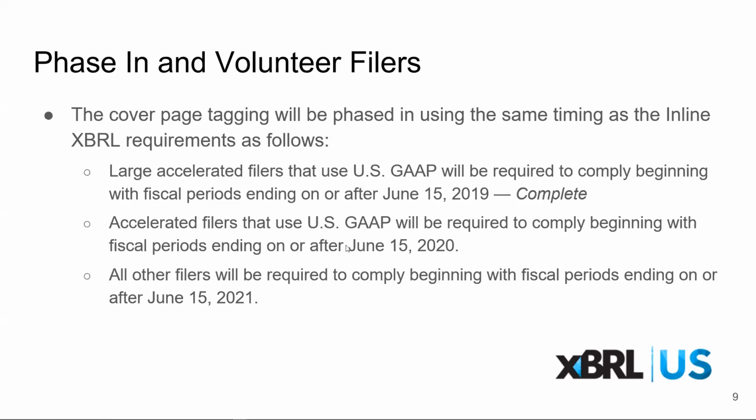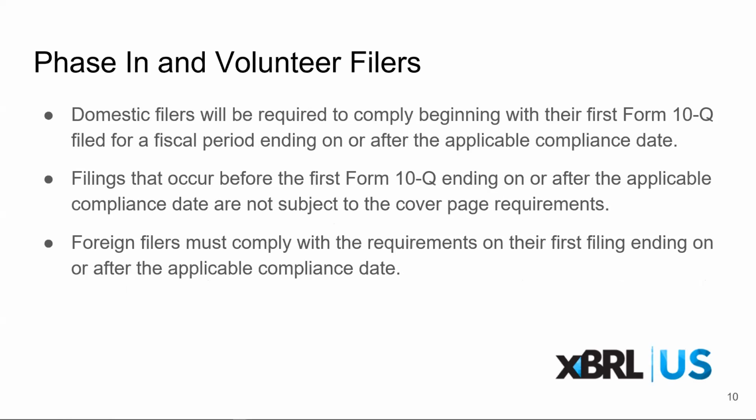And then finally, the following year, next year, everybody else will jump on the bandwagon, so we'll all be phased in at that point. There are some questions with respect to domestic versus foreign filers, but basically, as I mentioned, it's the first 10-Q that's coming up and ending after the applicable date. So for a calendar year ending 12/31, it's June 30th for the second quarter. So then comes your first filing.